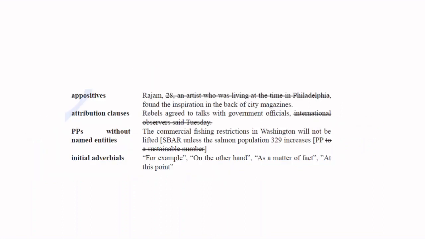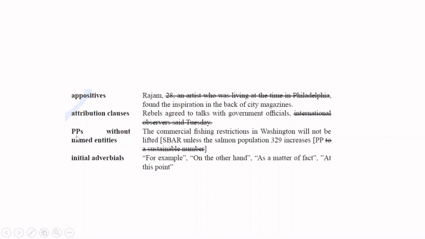Okay, so in general, what are the things you can drop? Appositives. Appositives are something more descriptive and similar. Say, for example, Rajam, 28, an artist who was living at the time in Philadelphia, found the inspiration in the back of city magazines. So that can be dropped. Again, attributional clauses. For example, rebels agreed to talk with government officials, international observers said Tuesday. So the main information is rebels agreed to talk with the government officials. The remaining is attributed to some agency, so that can be dropped.